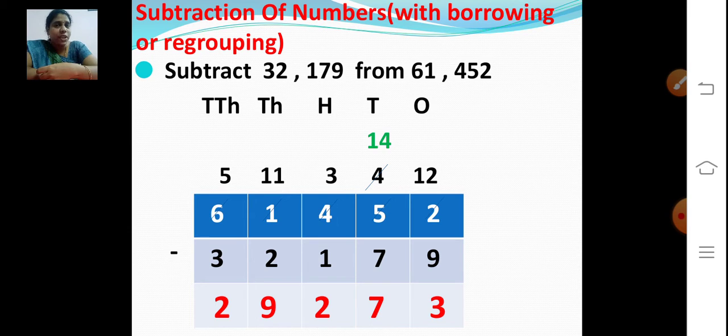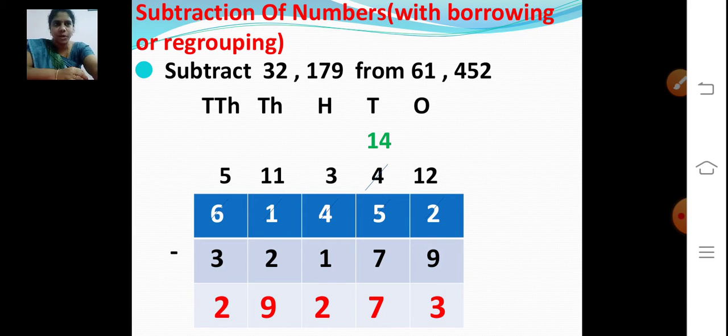What do you mean by borrowing? If we cannot subtract a bigger number from a smaller one, what we have to do? We will borrow, right? So if my friend is asking me for one chocolate, and I don't have, what will I do? I will borrow from my friend, right? So in that case, we are going to borrow and do that subtraction now.